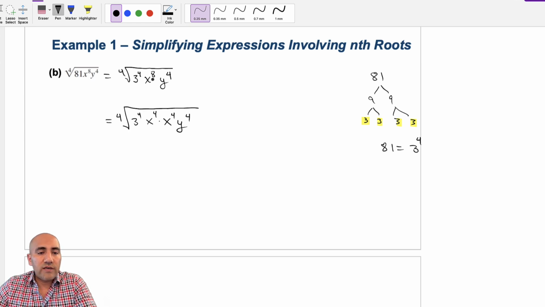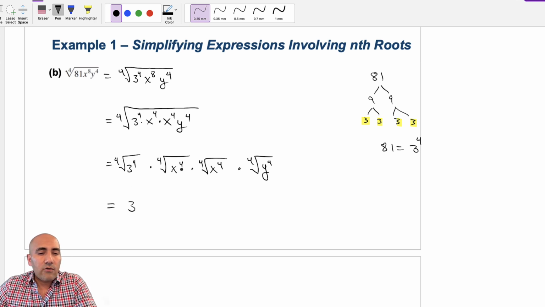The reason I chose to do that is because I can see that the index here is 4, so it works out nicely if I have little groupings with powers of 4 like I do now. Good. So now I know that I can separate this into the 4th root of 3 to the 4th power times the 4th root of x to the 4th power times the 4th root of x to the 4th power times the 4th root of y to the 4th power. Good. And now in each of these cases, they kind of undo each other. So here they undo each other to give you a 3.